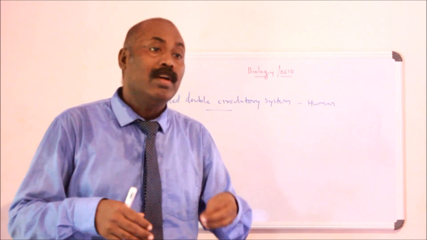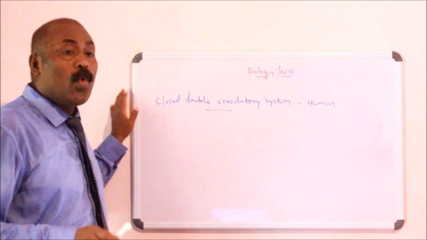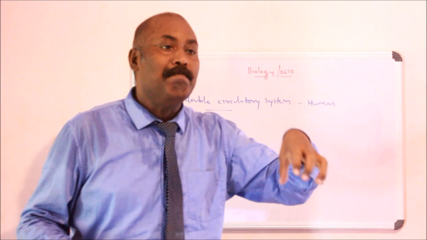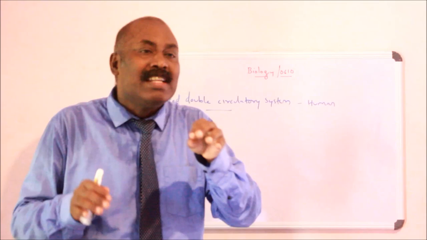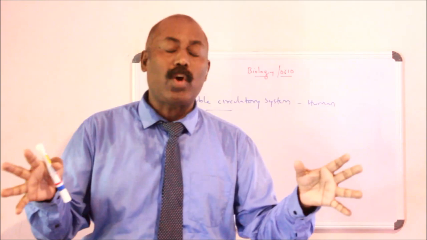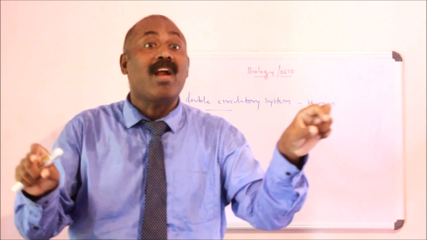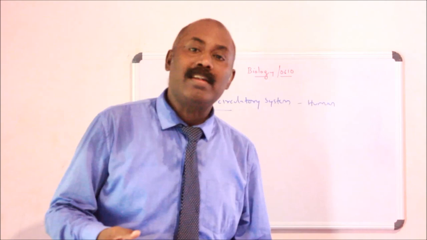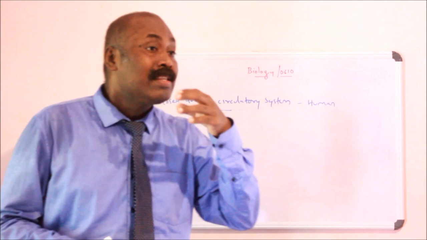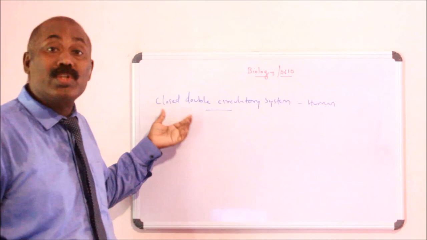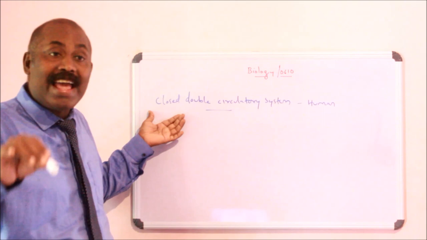So it is closed. Then what is open? Open means the body organs are bathed in blood. In insects we can see that. Insects have a tubular heart. When this tubular heart contracts, the blood flows down into the cavities, which we call the sinuses. Then when the tubular heart relaxes, the blood slowly enters back into the heart. There are valves in the tubular heart. So an open circulatory system is also there. That is the difference between closed and open. Closed means the blood flows through arteries, capillaries, veins. Open means the organs are bathed in the blood.